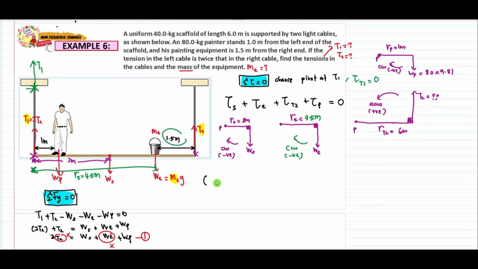Okay, torque due to the weight of the scaffold should be clockwise direction. Okay, so the negative RS WS plus negative RE WE plus positive RT2 times T2, tension 2 tak tahu berapa, plus negative RP WP equal to 0. WP ni nak kira lah siap-siap. Berapa agak-agak WP tu? Okay, 784.8 Newton.